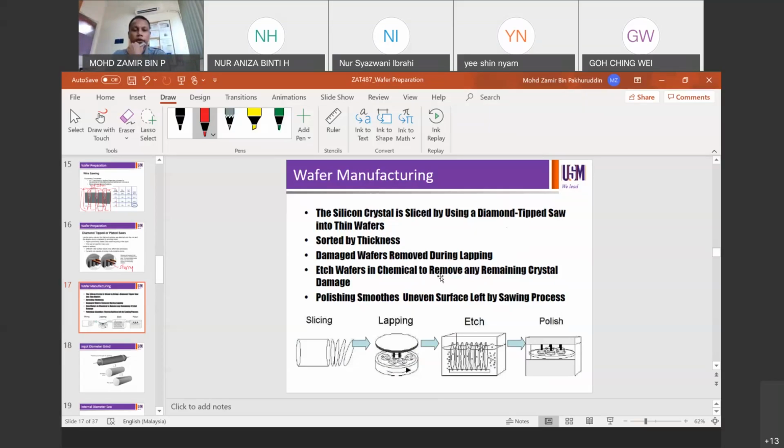Right? Etch wafers in chemical to remove any remaining crystal damage. That's called crystal damage when you do the cutting. Therefore, it has to be followed by a chemical cleaning process to do damage removal. Okay, damage removal. Then polishing smooths the uneven surface left by the sawing process after the etch removal, the damage removal process.